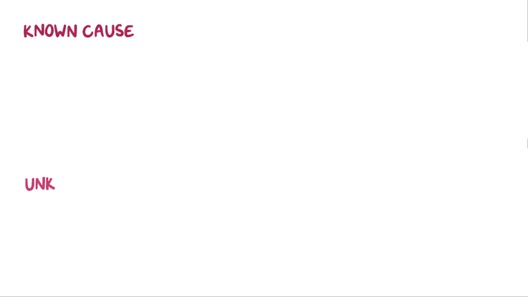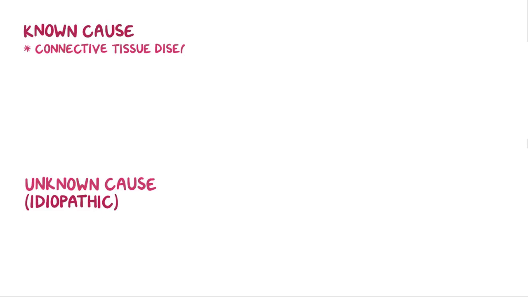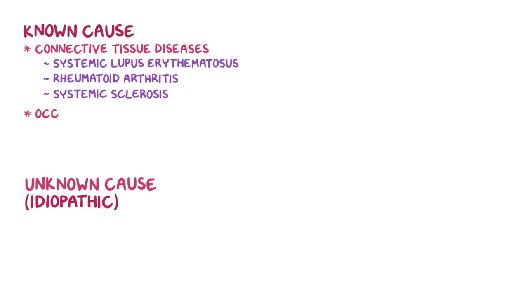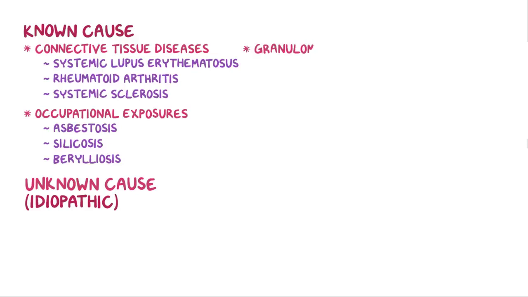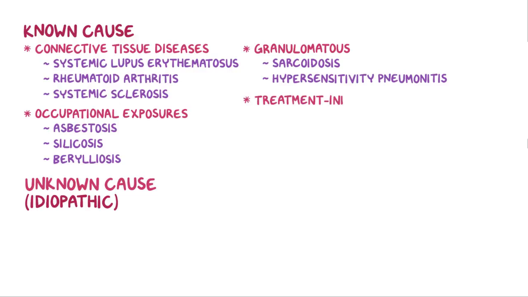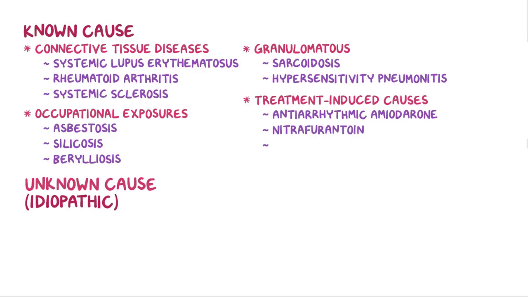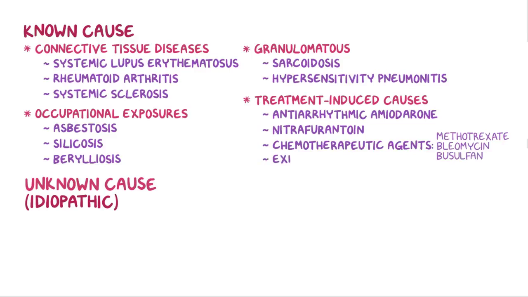DPLDs can be broadly classified into those with a known cause and those with an unknown cause, which are also called idiopathic. DPLDs that have a known cause can be subclassified into connective tissue diseases like systemic lupus erythematosus, rheumatoid arthritis, or systemic sclerosis, occupational exposures like asbestosis, silicosis, and berylliosis, granulomatous diseases like sarcoidosis and hypersensitivity pneumonitis, and treatment-induced causes, like the antiarrhythmic amiodarone, the antibiotic nitrofurantoin, the chemotherapeutic agents methotrexate, bleomycin, and busulfan, as well as exposure to radiation.